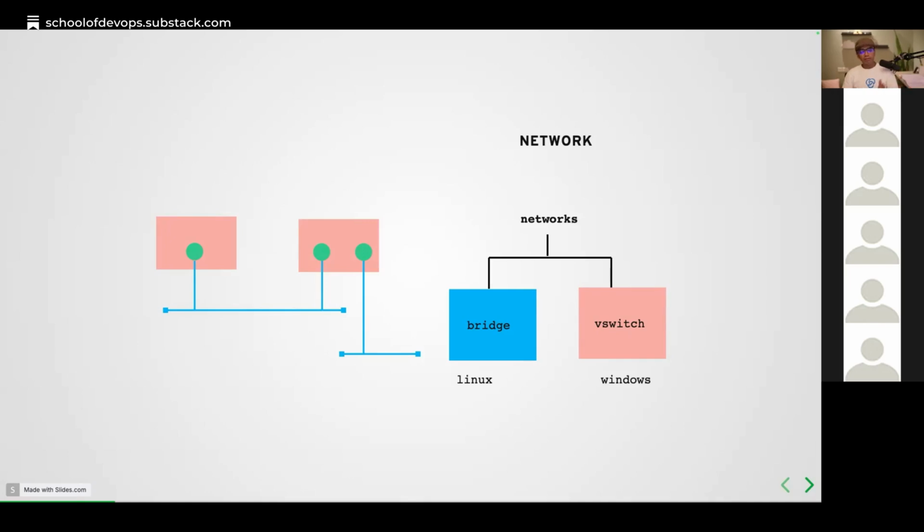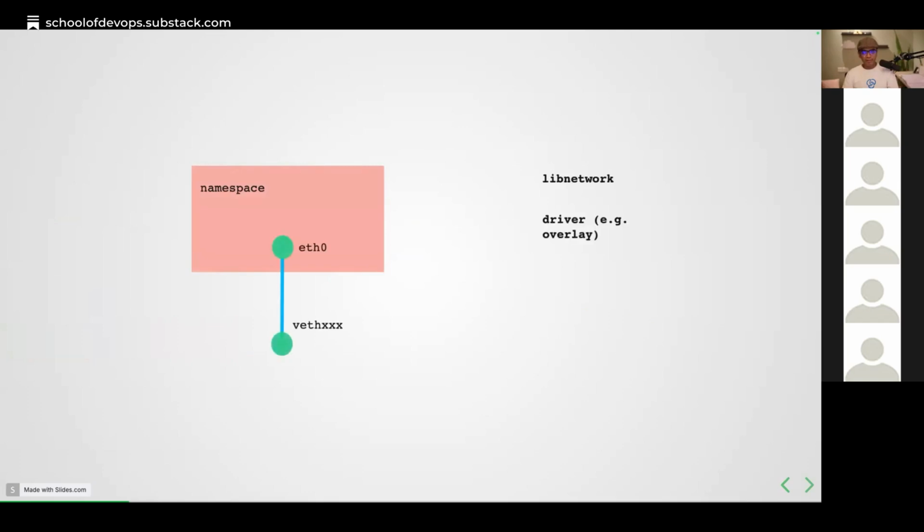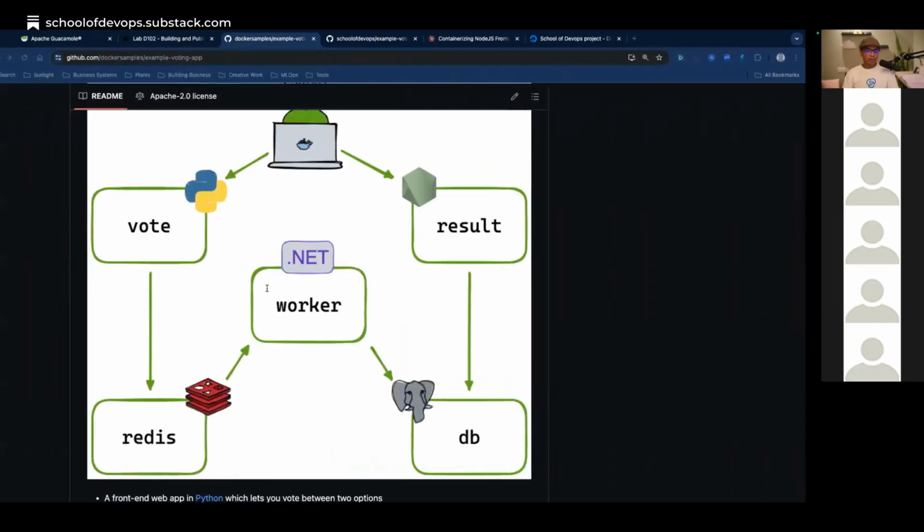Instead of that, in Windows, it is vSwitch. So these are some technologies which are different, and that is what makes container networking and the namespace work, at a very high level. Any questions with networking?